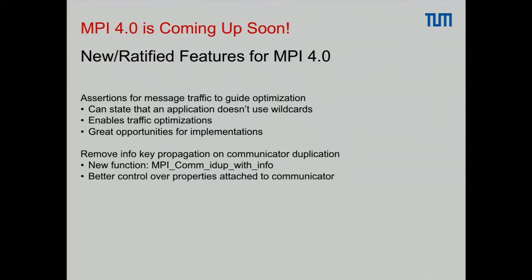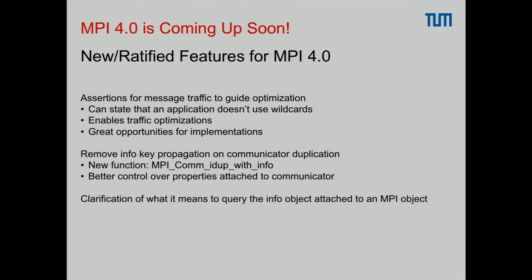Kind of associated with that indirectly, there's going to be a small change. We're changing how info keys propagate in communicator duplication. This is made to make these assertions the right way and allow it to be done in a safe way, because those are also on the info key part. So we're not propagating them by default anymore, but there's a special idup with info now, which allows you to propagate what we had before. And with that, you can control the properties better on what's attached to the communicator. You have more choice of doing that, and with that, you can set the right assertions for these kinds of features.